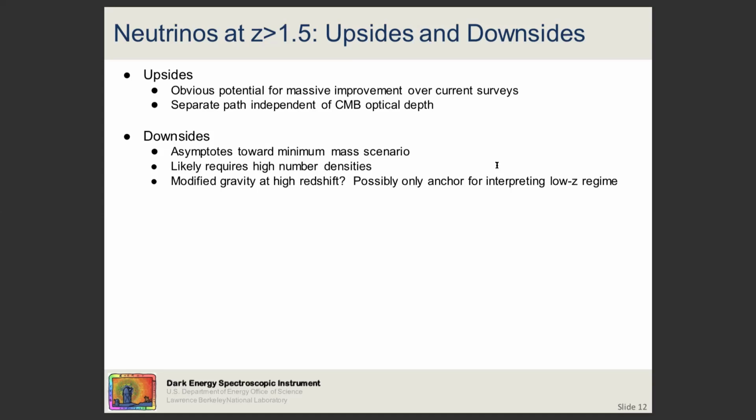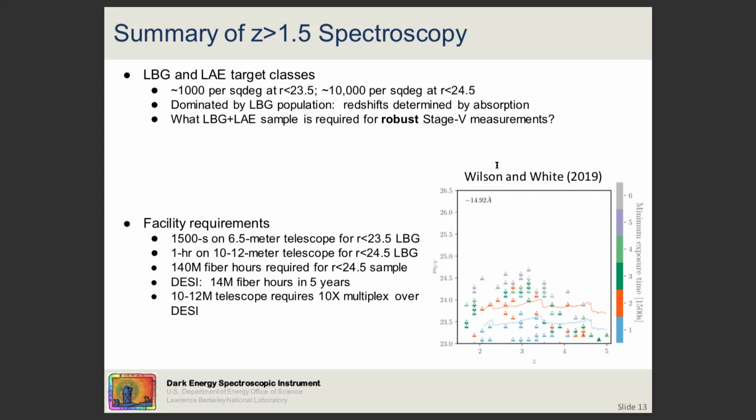And I don't know the answer to this either, but is there science associated with modified gravity with measuring clustering at high redshift? I don't know the answer to that. I suspect it probably only gives you an anchor for interpreting the low redshift regime. Okay. So those are the science drivers at high redshift.